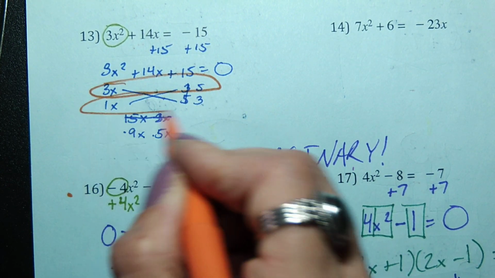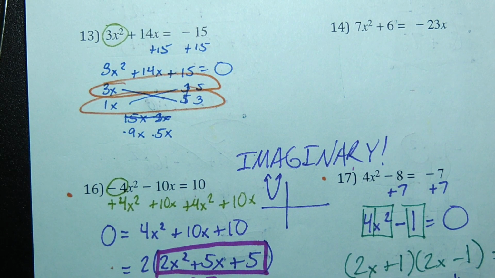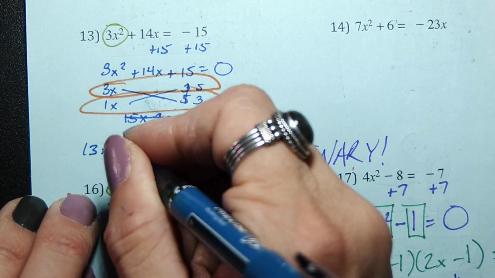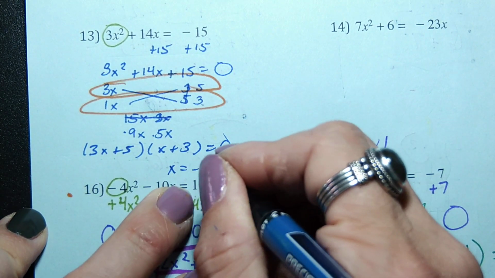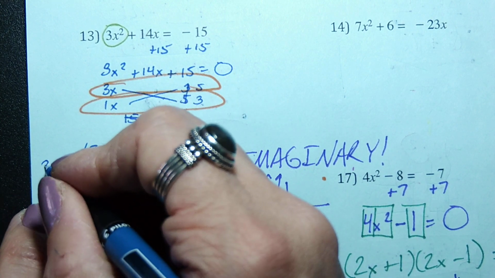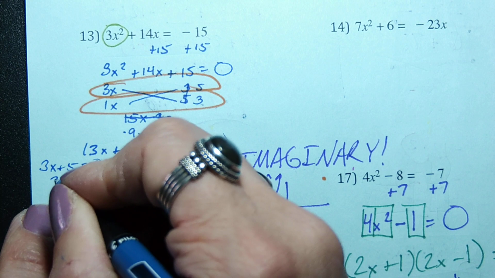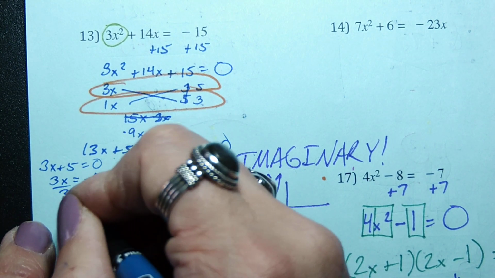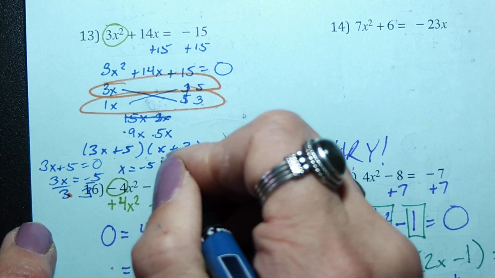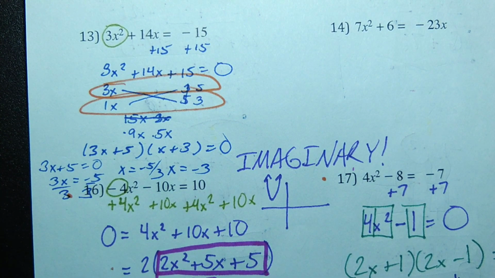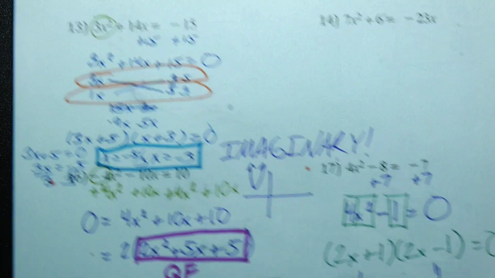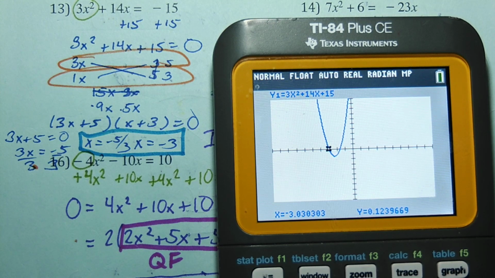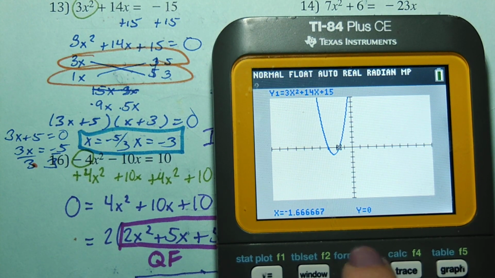3x gets paired with the 5. 1x gets paired with the 3. So then to finish the solving part of this, we've got 3x plus 5 and x plus 3. Set each of those equal to 0, and x will be equal to negative 3. And then if 3x plus 5 equals 0, move the 5 over to make it negative. Divide by 3. And x is negative 5/3. And if I wanted to verify that on my calculator, I can do trace, type negative 5 divided by 3, and boom, exactly the x-intercept.